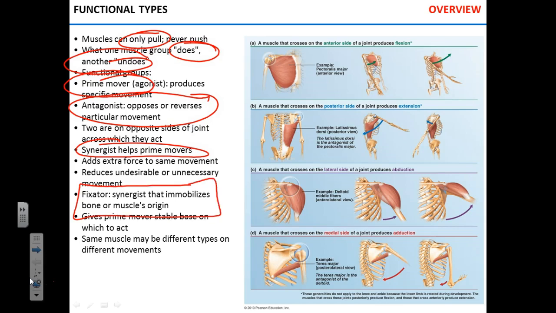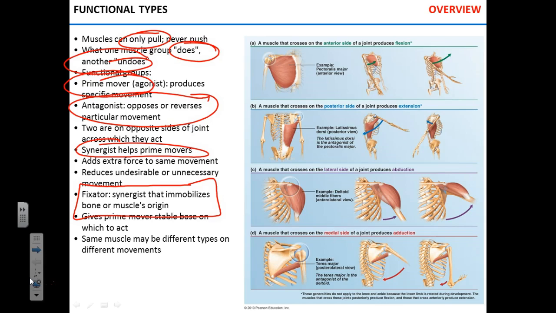Fixator, synergist that immobilizes bone or the muscle of origin. Multiple muscles of the shoulder, rotator cuff muscles, will stabilize the scapula for the more efficient flexion of the elbow. Okay?